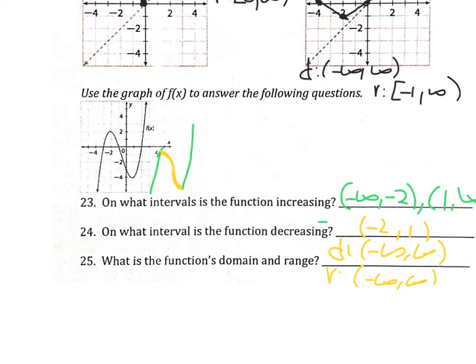Anyway, number 23 says where's it increasing? It's increasing from there to there. Also, there to there. 2 places. There's arrows at the end, which means you got to use some infinities. So it's increasing from negative infinity to negative 2. Don't forget to use your x's. And it's also increasing from 1 to forever, which means it's going down from here to here, between negative 2 and 1. And the domain and range are both the same thing, because it's going left and right forever, and it's also going up and down forever. So that's why it's all those infinities.